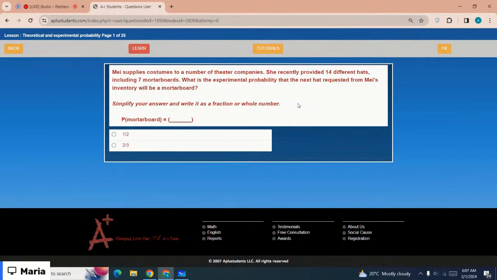So the total hats are 14. Out of 14, 7 of them were mortarboard, right? So now you need to calculate the probability of mortarboard, so that would be 7 over 14, right? Because the total hats are 14. Out of which 7 of them were mortarboard. So that would be 7 over 14, and the correct option is 1 over 2. Got it? The probability is 1 over 2.